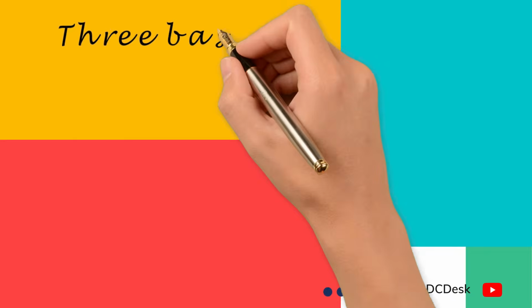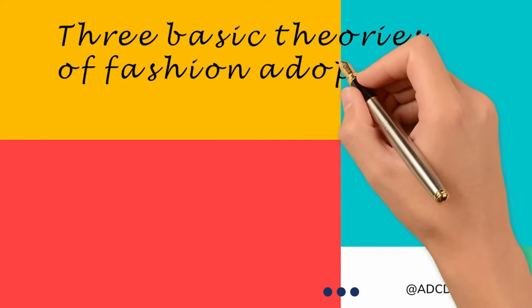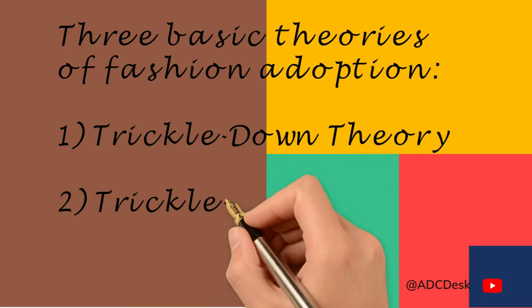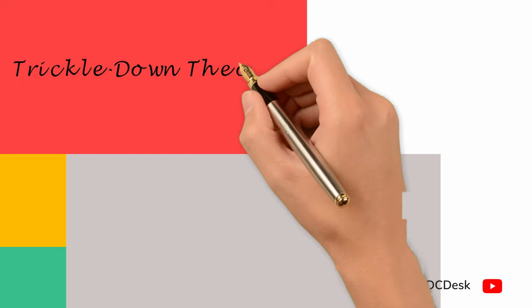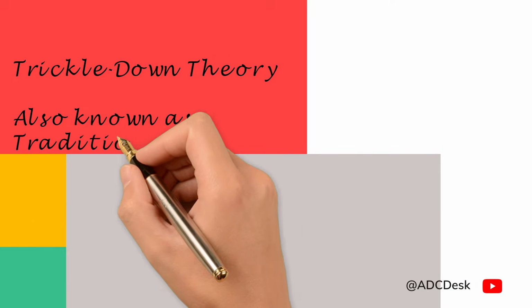Well, there are three basic theories of fashion. These are trickle-down, trickle-across, and trickle-up theory. So let's see what's there in each theory. Trickle-down theory is also known as traditional adoption theory.